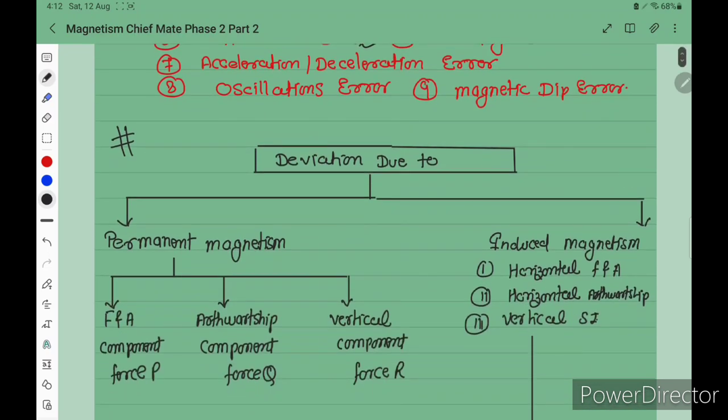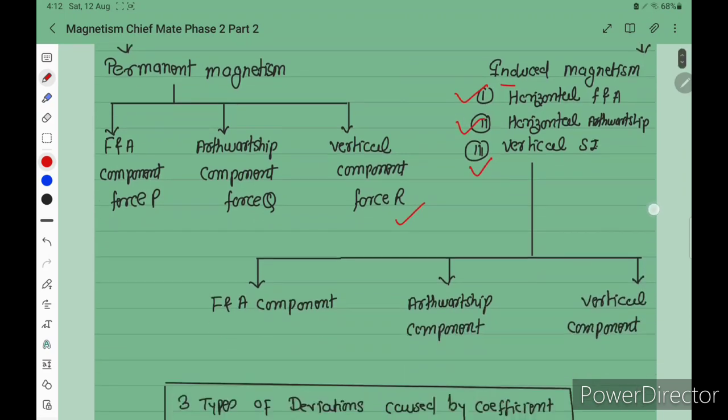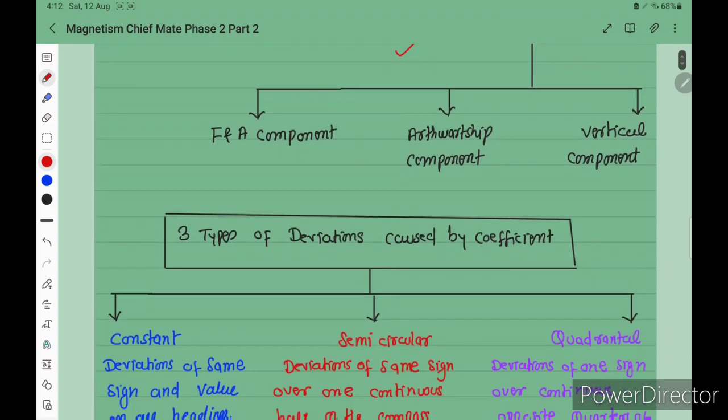Okay, so our deviation is due to permanent magnetism and induced magnetism. Permanent magnetism is the force: fore and aft component, force P; athwartship component, force Q; and vertical component, force R. Whereas induced magnetism has the horizontal fore and aft, horizontal athwartship, and vertical soft iron components, where SI is soft iron. Then we have the fore and aft component, athwartship component, and vertical component.